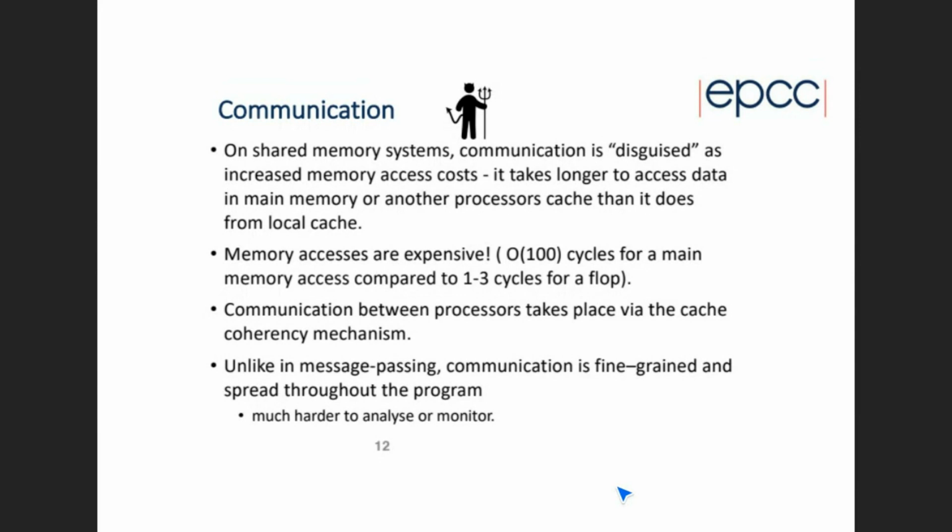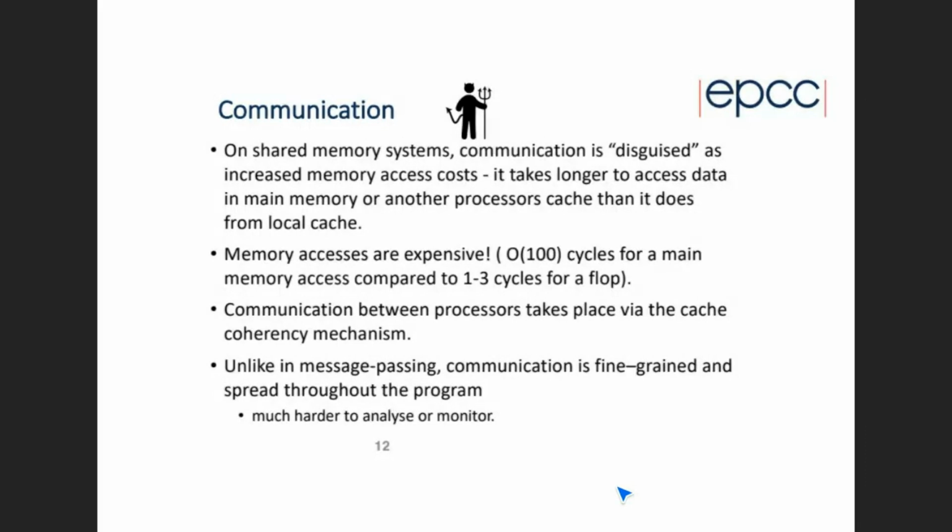That appears as increased memory access costs. Okay, because it takes longer to access data that's either in main memory or in another processor's cache than it does to get data from the local cache. So that's how communication turns out to appear. That's where it actually appears when you run the code: when you run in parallel, some memory references take longer than they did when you ran sequentially.